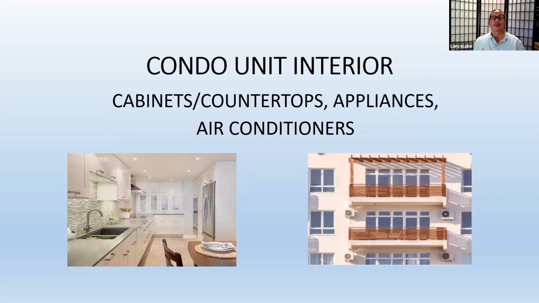Also, in the condo unit on the interior, there are additional items like cabinets, countertops, appliances, air conditioners, and so forth. The appliances and air conditioners should have separate warranties from the manufacturer. So let's say you have a dishwasher, a stove, a refrigerator. Each one of those should have a separate warranty booklet, and it should spell out exactly what you do in case of a failure.